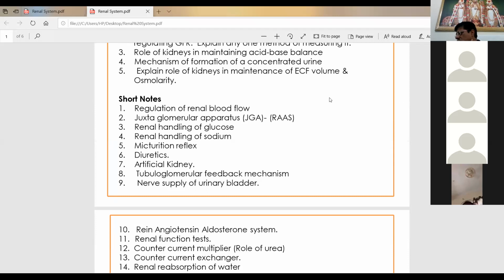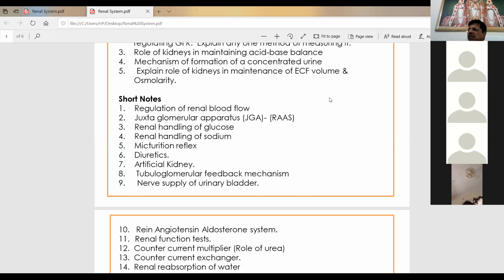This juxtaglomerular apparatus can also be asked as renin-angiotensin-aldosterone system. Very important system. I had discussed this in the class, I remember. What is glomerular-tubular balance? Somebody had called me on that.